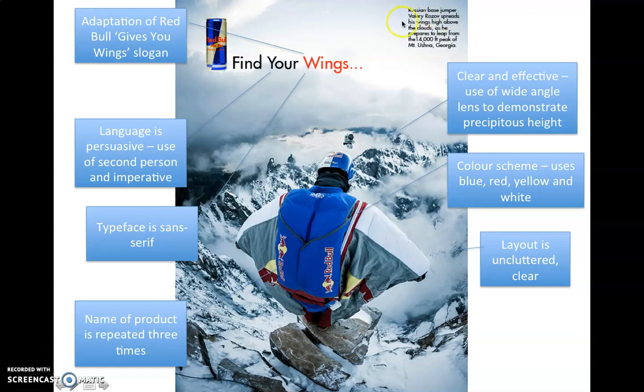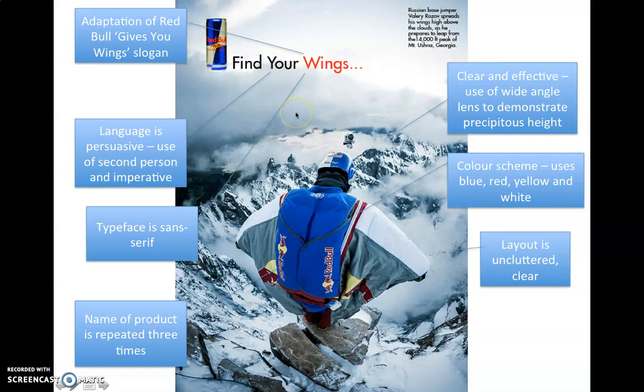So here we've got a Russian base jumper. "Valery Rozov spreads his wings high above the clouds as he prepares to leap from the 14,000-foot peak of Mount Ushba in Georgia." So the whole thing about being a base jumper means that he's got wings, and this connects directly to the slogan that they've developed for this advert, which is obviously a play on the slogan that they know most people know by now.